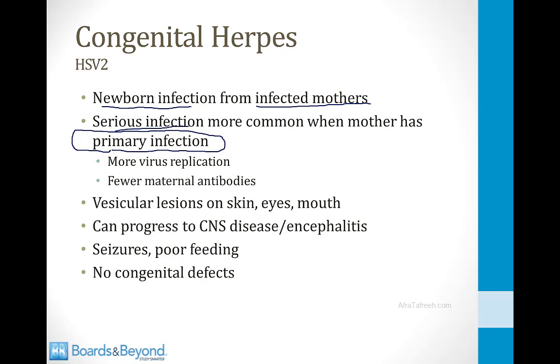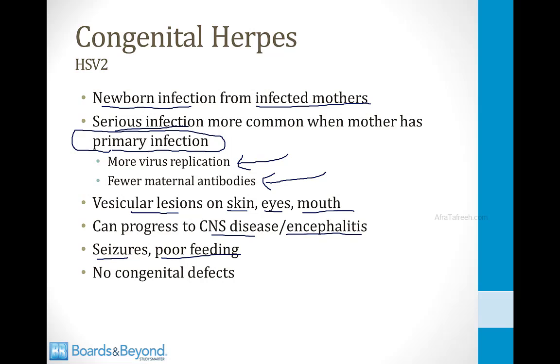When a mother has a primary infection, there are more viruses replicating because the mother hasn't mounted an immune response yet, and she doesn't have a lot of antibodies around yet, so there are fewer maternal antibodies to protect the baby. Babies can get vesicular lesions that look like typical herpes lesions, but instead of just occurring in the genitals, they can occur in the skin, in the eyes, and in the mouth. Sometimes this can progress to severe disease of the central nervous system, including encephalitis, and newborn babies won't have typical adult symptoms of encephalitis like confusion. They will have things like seizures and poor feeding.